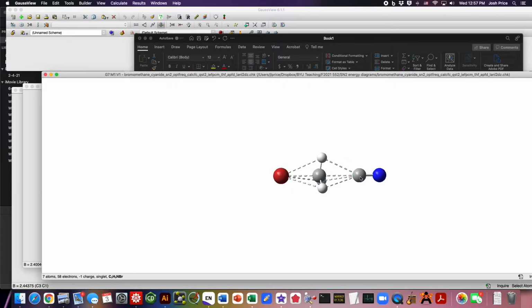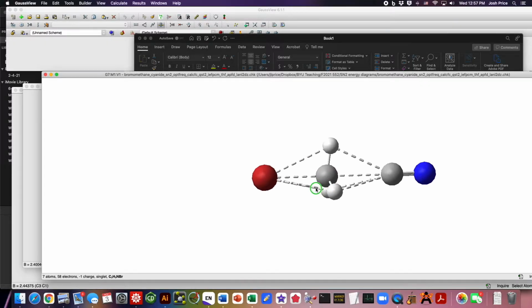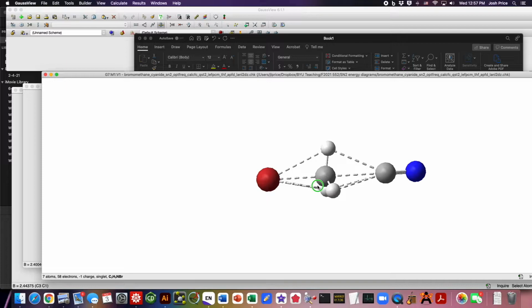All right, to give you a sense for how substitution at the carbon that bears the leaving group impacts the position of the transition state, I've calculated some transition states and energies using Gaussian for the reaction of cyanide with bromomethane versus bromoethane versus 2-bromopropane.